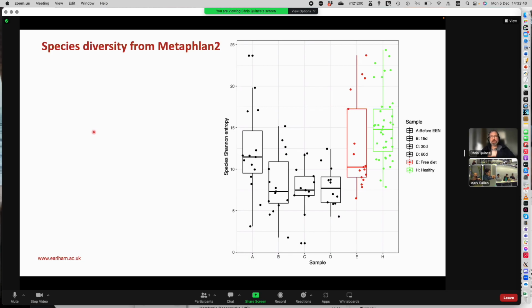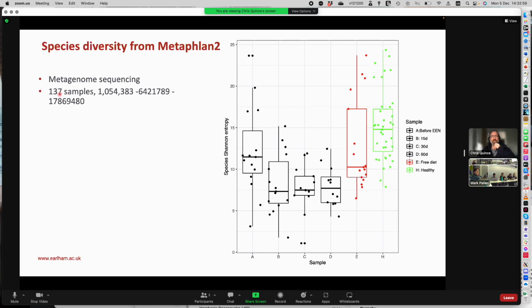All right, so I've now got a few slides showing you some results from read-based profiling. And this is actually the same data set as I showed for the 16S analysis. This is the CICRA study where we've got individuals being treated for Crohn's disease, but now I'm looking at the metagenome data.